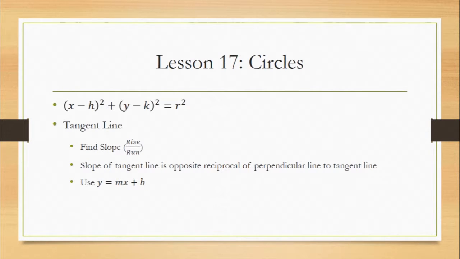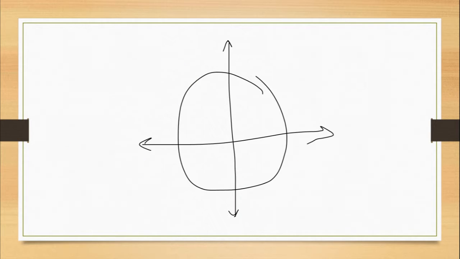Now we have lesson 17, circles. Now the equation for circles is (x minus h) squared plus (y minus k) squared is equal to r squared. And when we're finding a line that's tangent to a circle, you're gonna find the slope of a perpendicular line that is connecting the center to the point of tangency, and you're gonna find the opposite and reciprocal of that slope in order to find the slope for the tangent line. You're gonna use the equation y is equal to mx plus b. Now here's a crude drawing of a circle.